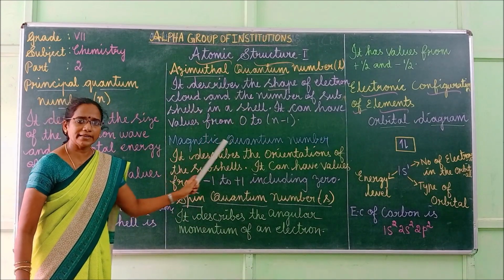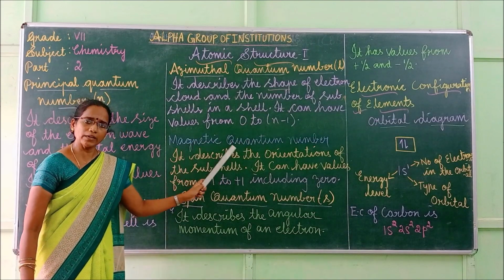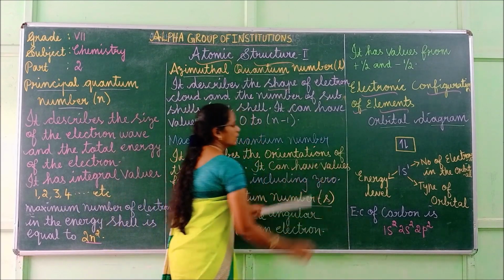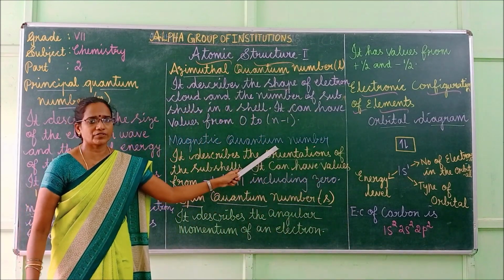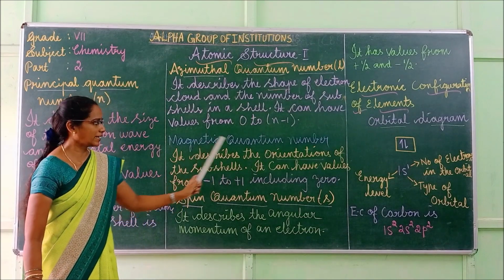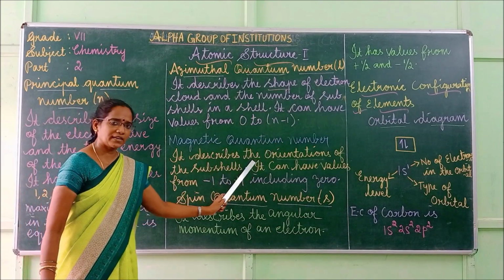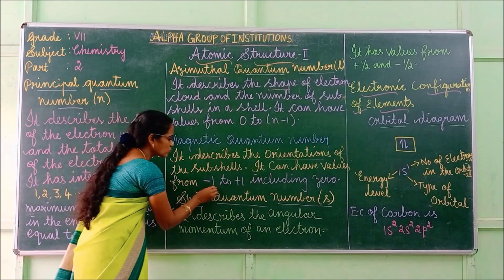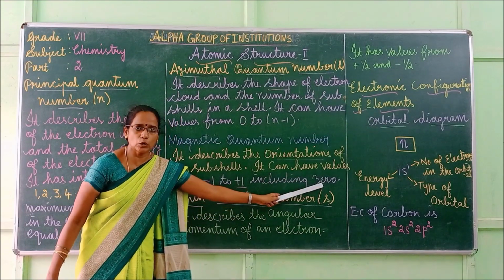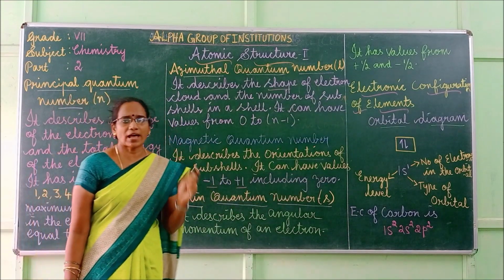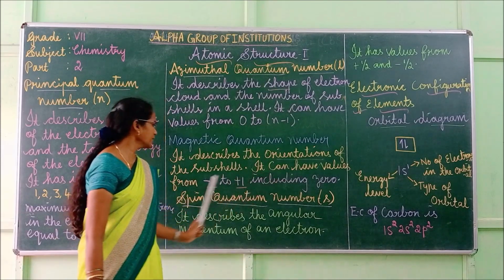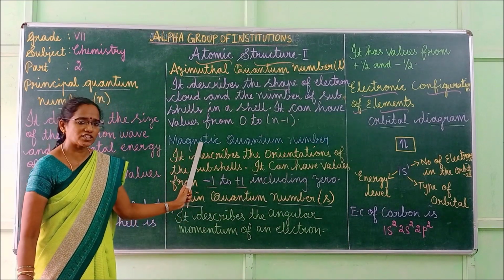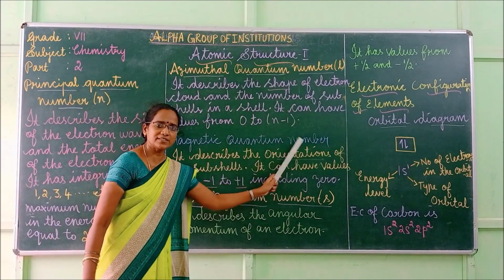Next one, the magnetic quantum number. It describes the orientations of the subshell. Orientation is nothing but the position of the subshell. It can have values from -l to +l including 0. Each and every quantum number has values. So the magnetic quantum number describes the position of the subshells.